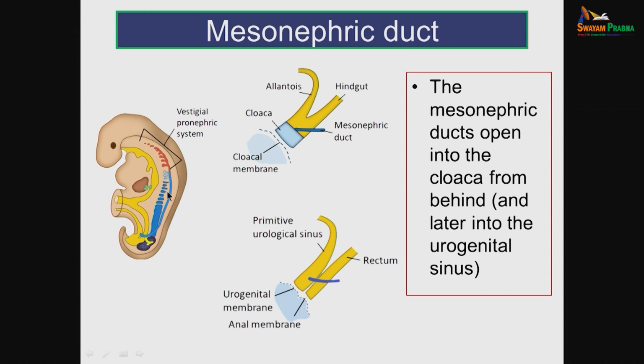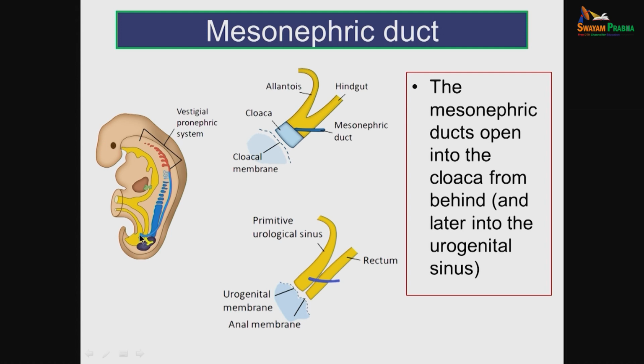So, this mesonephric duct, we will just see this picture and orient ourselves. The mesonephric duct, I am taking it down, is going to open into the cloaca. I have already told you what the cloaca is. The part of the hindgut distal to the allantoic diverticulum, and we have also seen its subdivision as primitive urogenital sinus ventrally and primitive rectum dorsally.